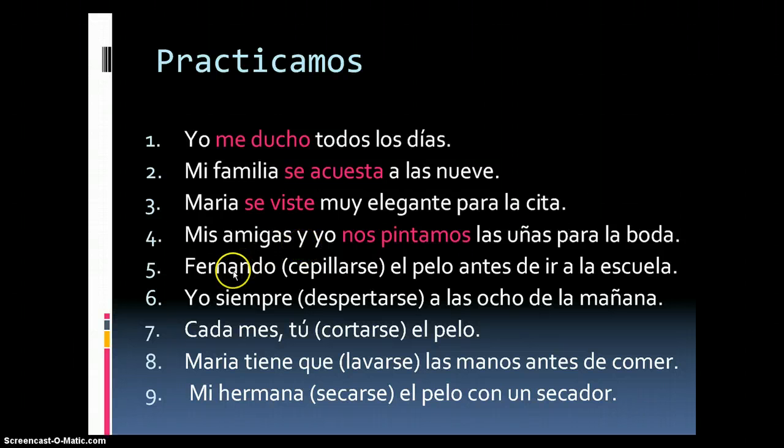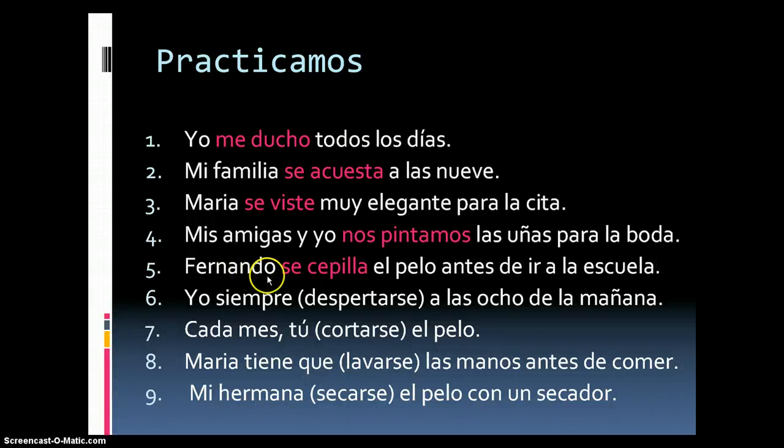All right, Fernando se cepilla el pelo. Again, el pelo, not su pelo. All right, yo siempre me despierto. Cada mes tú te cortas.